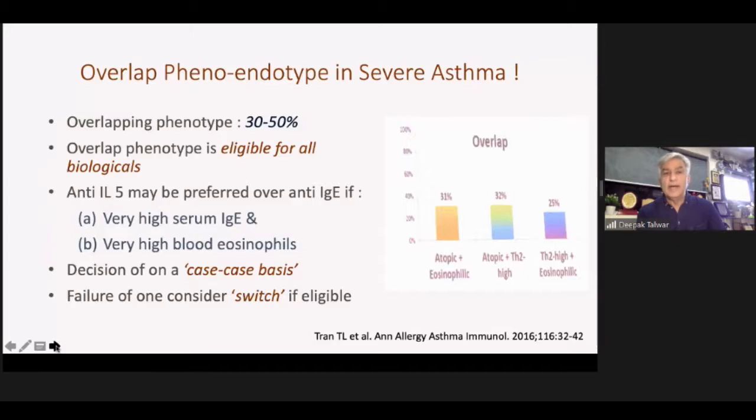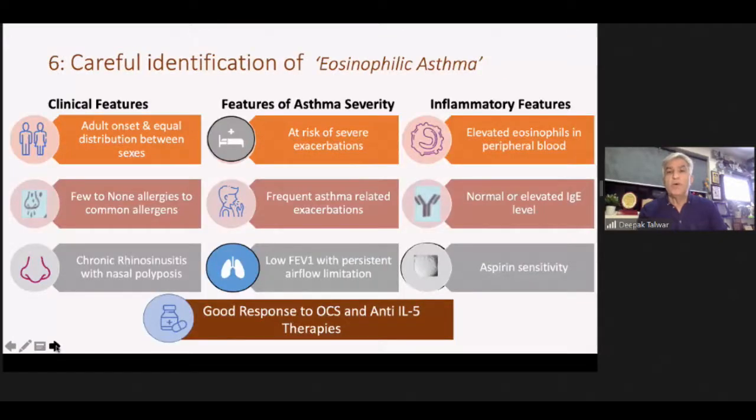anti-IL-5 drugs. However, anti-IL-5 drugs are preferred over anti-IgE if the serum IgE level is very high, which will increase the dose of omalizumab to a very high level, or if there is a very high blood eosinophil count, where again the anti-IL-5s have been shown to be very effective in controlling exacerbations and decreasing the dose of oral corticosteroids. However, the decision needs to be taken on a case-to-case basis, and of course, don't lose heart if the patient doesn't respond to the biologic you have chosen, because on failure of one, you can always consider switching to the other group, which is available now in India.